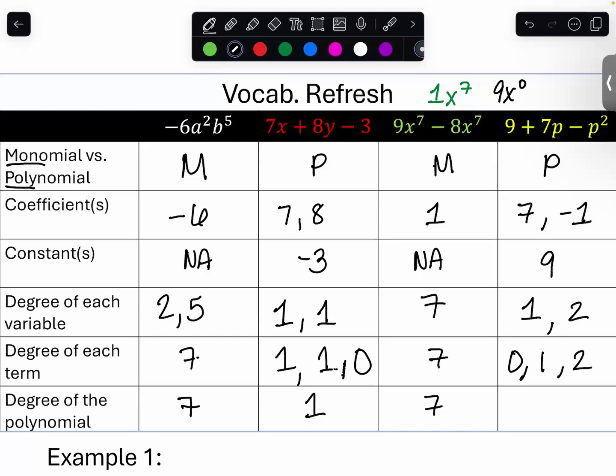And then last but not least, in that yellow expression, we had terms of degree 0, 1, and 2. The degree of the polynomial is the overall highest degree. Thus, we would say this polynomial is of degree 2.